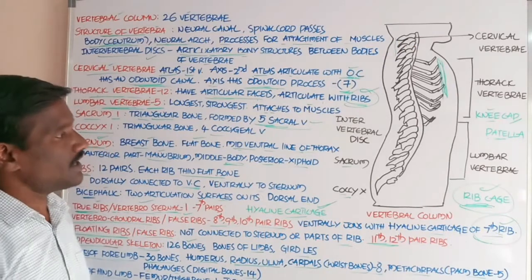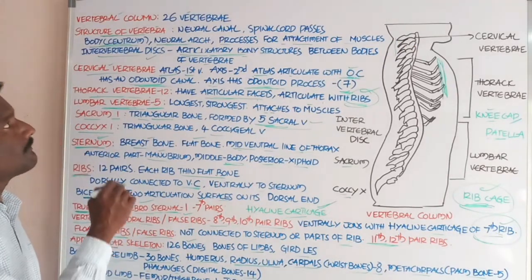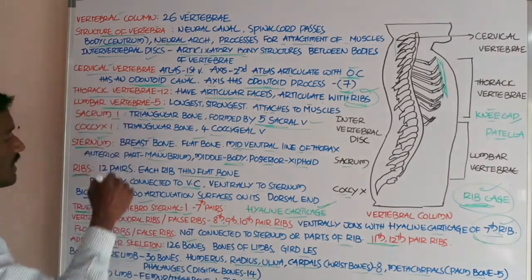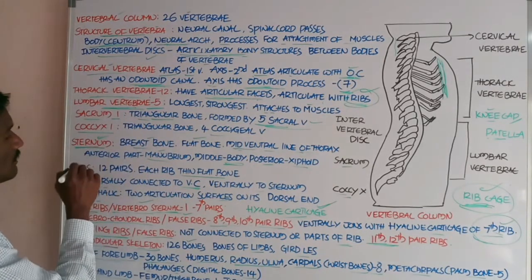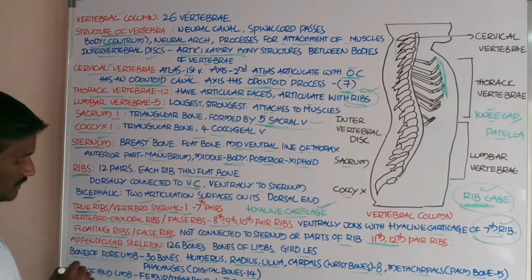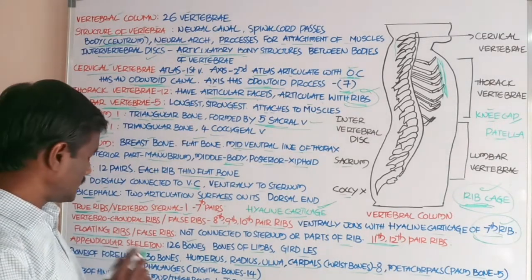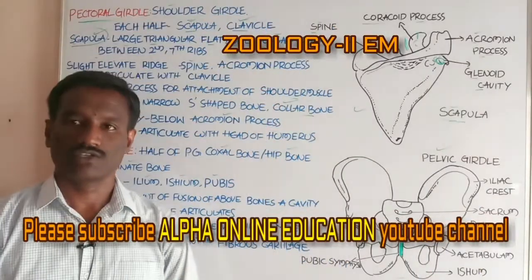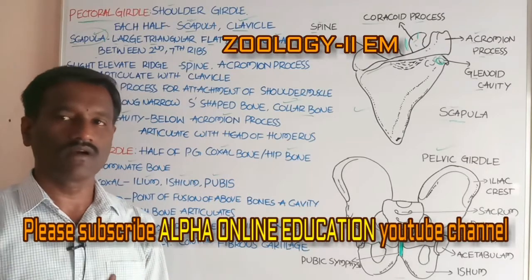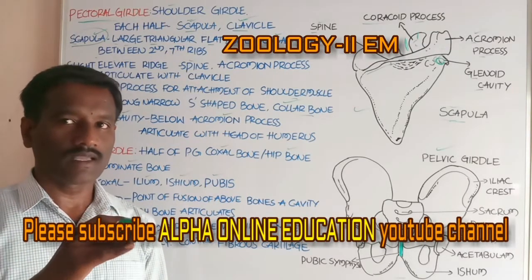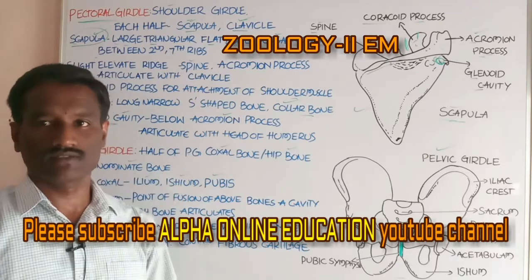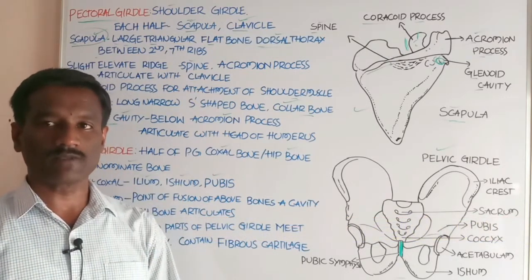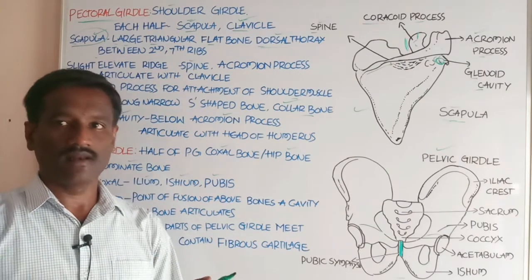bone. Okay, student, this was an account of the vertebral column and the different types of vertebrae, the different types of ribs, and the appendicular skeleton with the bones of the forelimb and hind limb. Okay, student, let us discuss the girdles. Girdles are part of the appendicular skeleton. Two types of girdles are present in the human body: the pectoral girdle and the pelvic girdle.